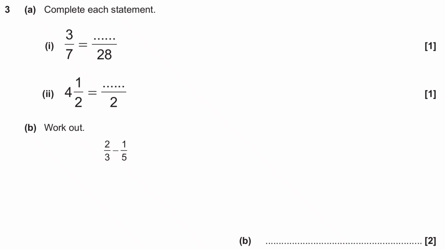Okay, folks, working with fractions. So part A, 3A from an OCR GCSE Maths past paper for the foundation tier. Complete each statement. Part I, 3/7 equals something over 28.